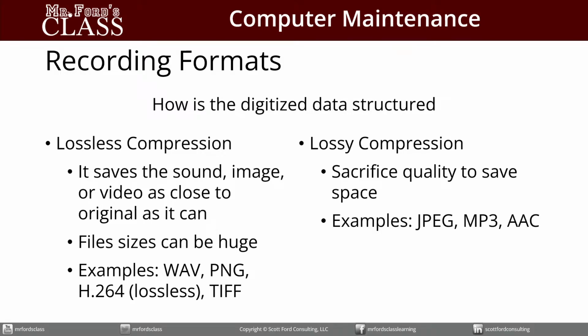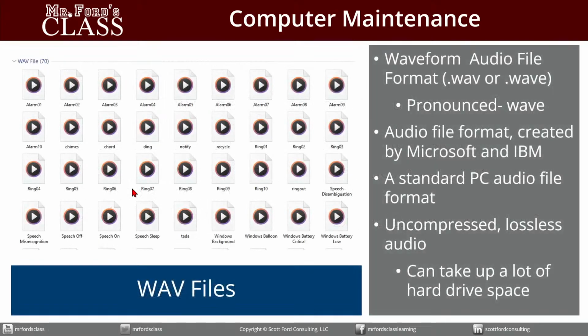While a lossy compression is going to sacrifice quality in order to save space. Some of this loss is not noticeable by people, but you can also crank it up even more so you do notice a loss, but again, it's to save your storage space. Examples of lossy compression include JPEGs, MP3s, and the AAC formats.